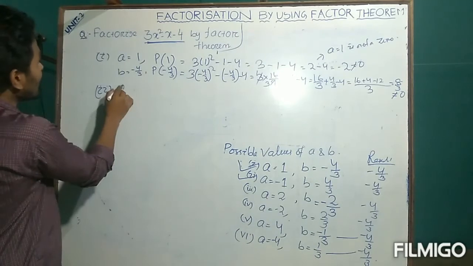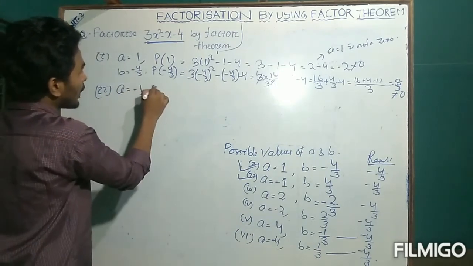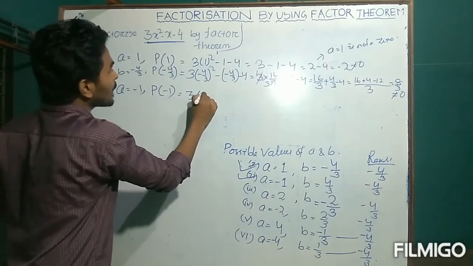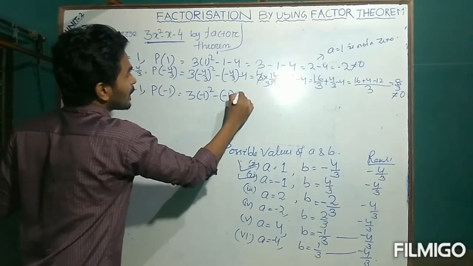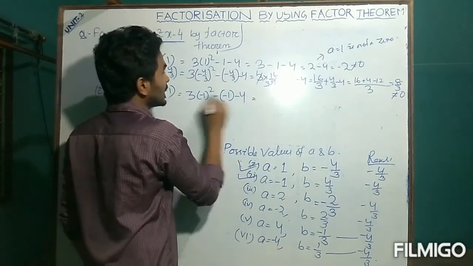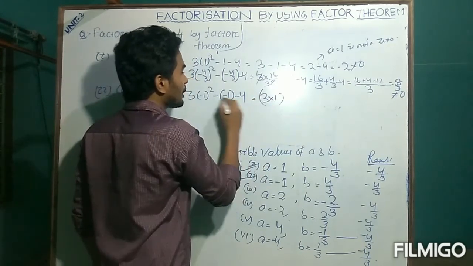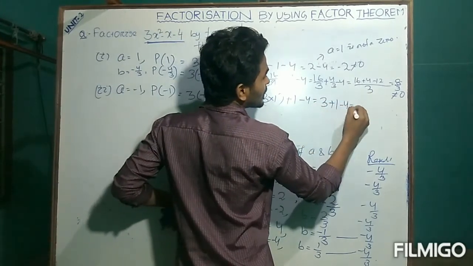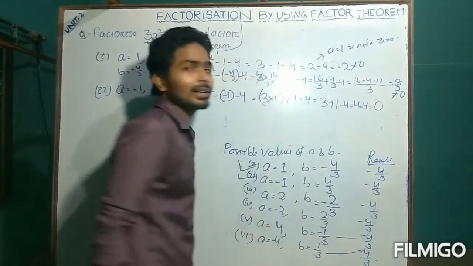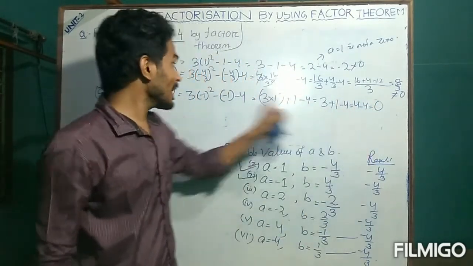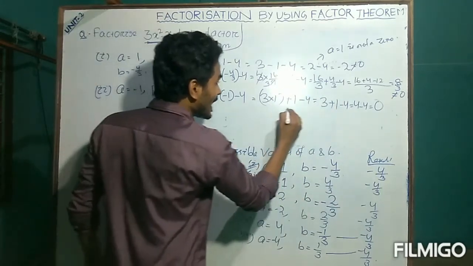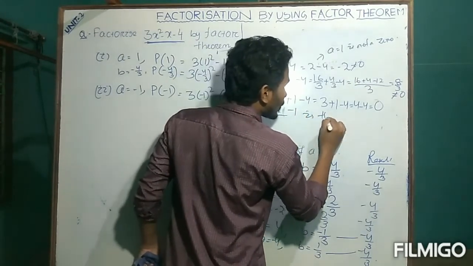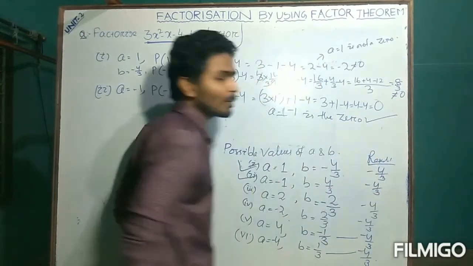In assumption 2 we have a is equal to minus 1. So we will find p of minus 1. In place of x we will put minus 1: 3 into minus 1 square minus minus 1 minus 4, which is 3 into 1 is 3, plus 1 minus 4, equal to 4 minus 4, and here we get 0 as the remainder. Since p of minus 1 is equal to 0, we can say a is equal to minus 1 is a 0 of the polynomial.